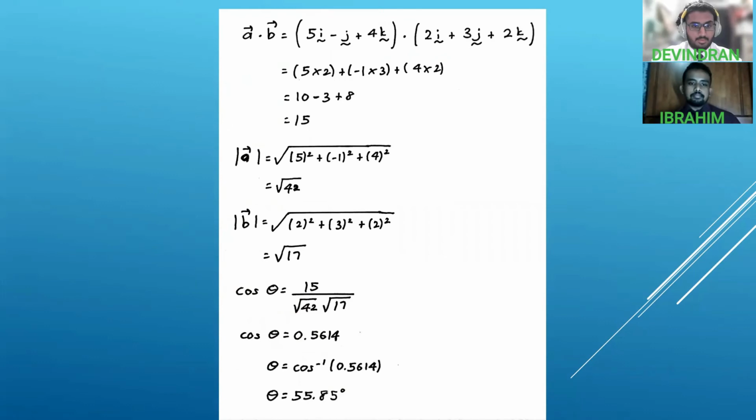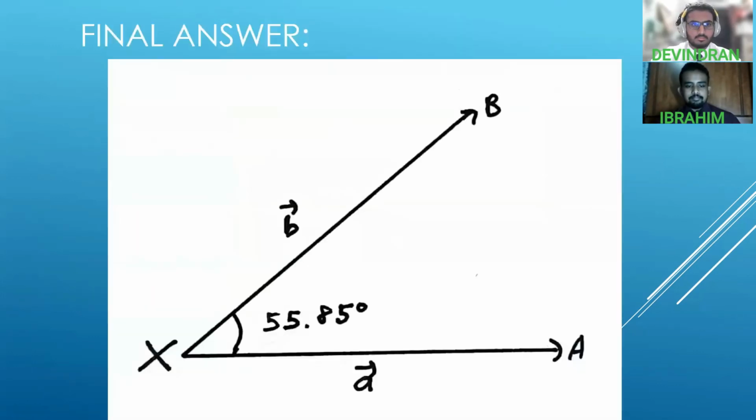Next, we have to substitute all the values into the given formula just now. Therefore, cos theta equals 15 divided by square root 42 multiplied with square root 17. Therefore, cos theta equals 0.5614. Therefore, theta equals cos inverse 0.5614. Theta equals 55.85 degrees. The final answer is 55.85 degrees.